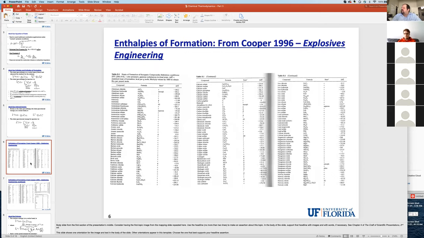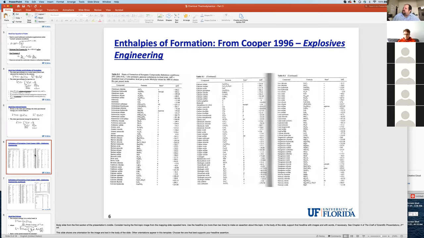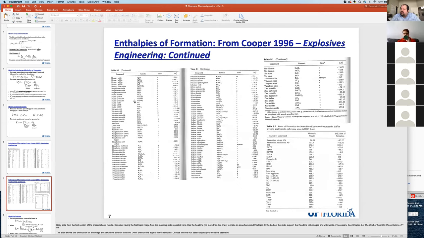I just scanned some tables from Cooper's book, Explosive Engineering. He has a very nice table, and I put these here in full. Probably breaking some copyright rules, but they're just tables, so I don't think they'd care too much. Here they give the enthalpy of formation for a whole bunch of compounds. I'm not going to go through this table, but just note that if there's any O2, they don't even list it because it's zero.